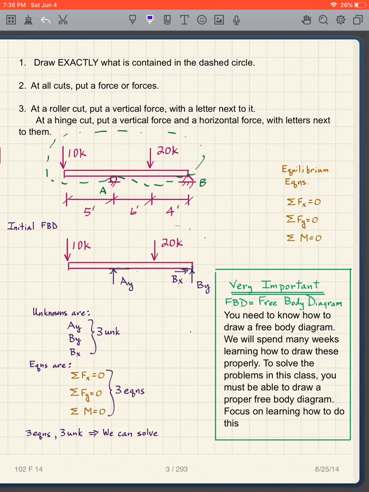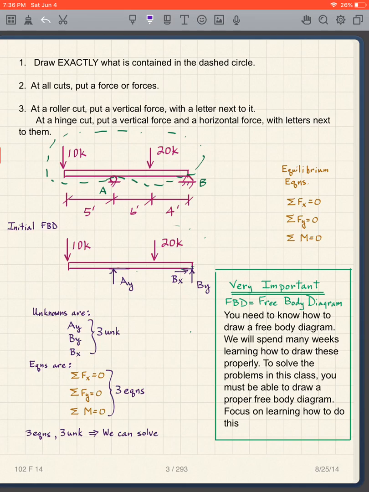And if we notice, we have unknowns. Any letter next to an arrow is an unknown. If I have a number next to an arrow, it's known. Next to an arrow, it's a vector. This is 20 kips. This is 10 kips. So I know those. They're not unknowns. These are unknowns because I put a letter next to them: BY, BX, and AY. Those are my unknowns, and I have 3 unknowns.